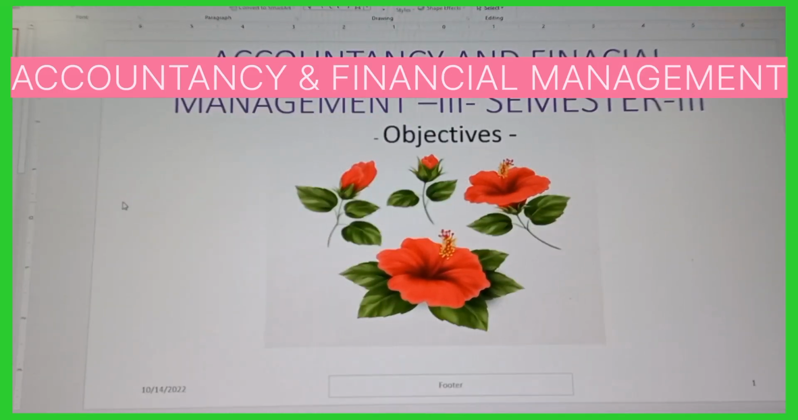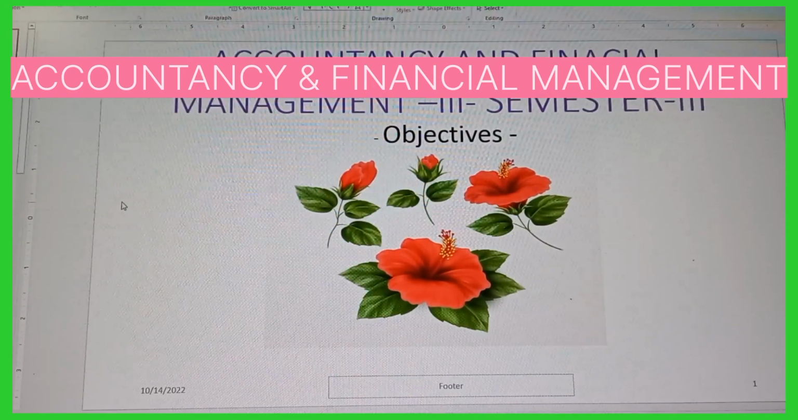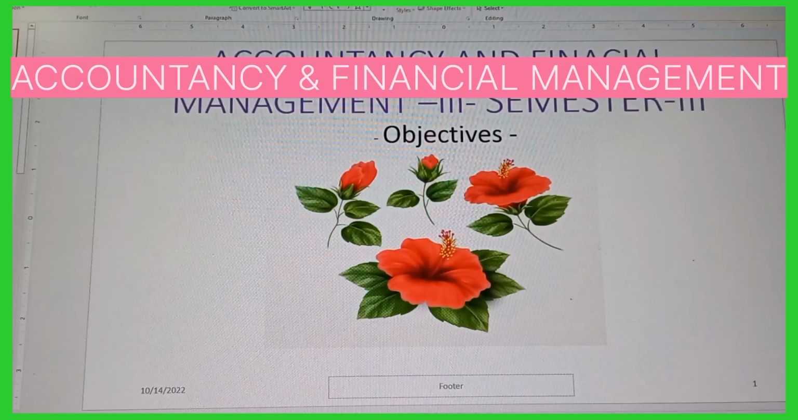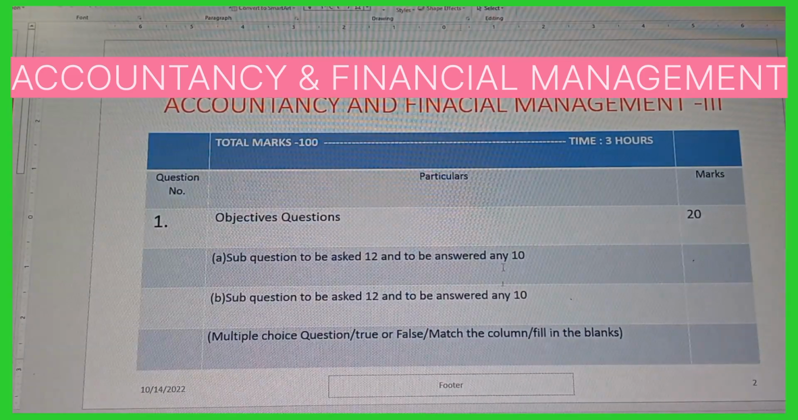Good morning, students. Let's do chapter number 4, that is conversion or sale of partnership firm into limited company, semester 3. Today we are going to see very important objectives on this topic. You know that question number 1 is always an objective question. In this case you will find 20 marks of objectives.